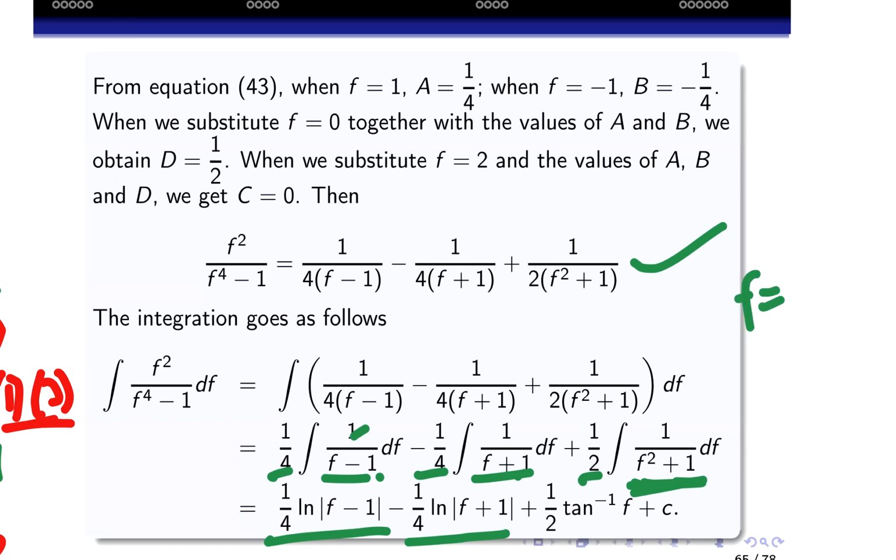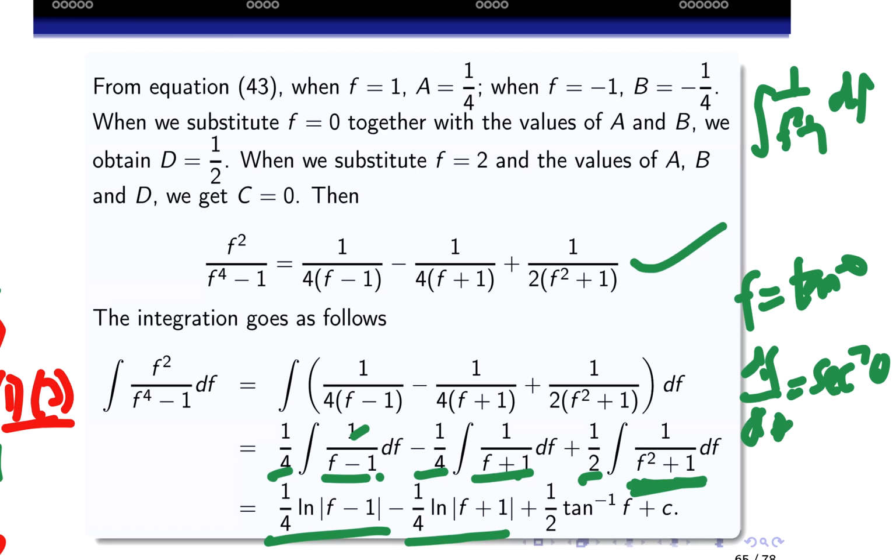Here A is 1, so f is equal to tan theta. Once you have the integral of 1 over f squared plus 1 df, and now f is tan theta, so df is equal to sec squared theta d theta. So this is now the integral of 1 over f squared plus 1, and since f is tan theta, you have tan squared theta plus 1, times df.